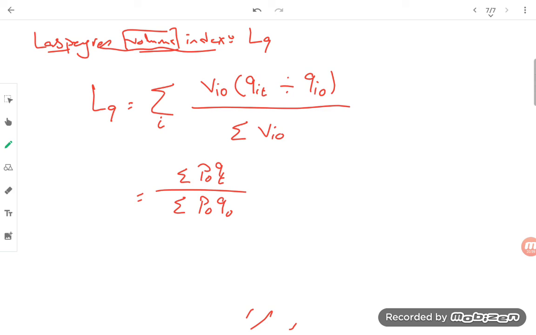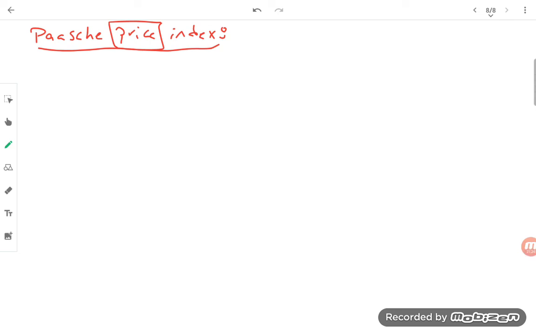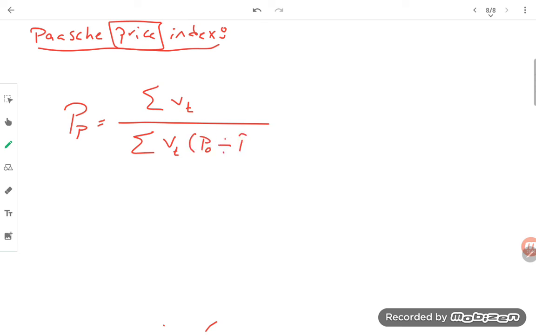What about Paasche? We are going to use Paasche for the price index. So this is going to be an indicator for inflation. It's calculated as P_Paasche for prices, the summation of V_t multiplied by P_t divided by P_0. Or we can write it as the summation of P_t Q_t divided by the summation of P_0 Q_t.